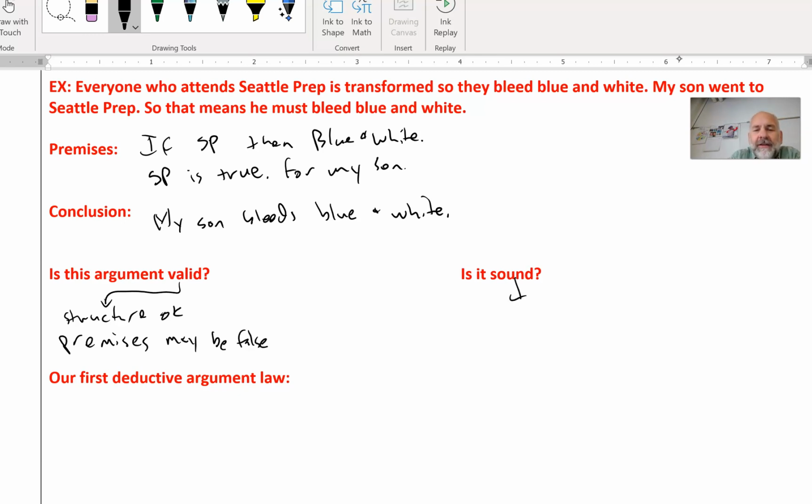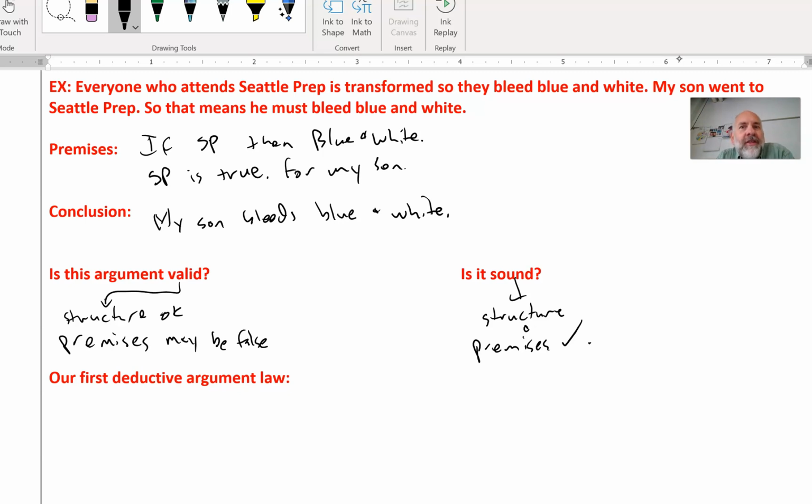And sound means structure and premises are both good. So suppose you accepted that the premises were true. If you go to Seattle Prep, you literally bleed blue and white afterwards, and my son went to Seattle Prep. You accept those things as being true.